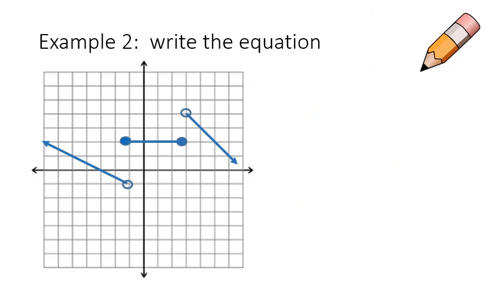Example 2. I've got 3 pieces. I'll do the first one in red. We can do our second one in green here, and we'll keep that last one in blue. So I've got 2 linear functions, and I've also got a horizontal line here. So let's look at our first piece of this piecewise function.